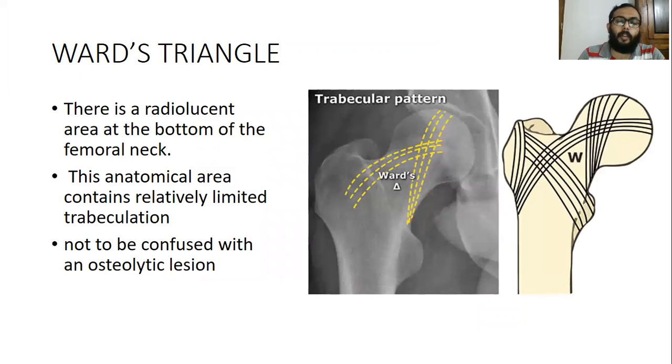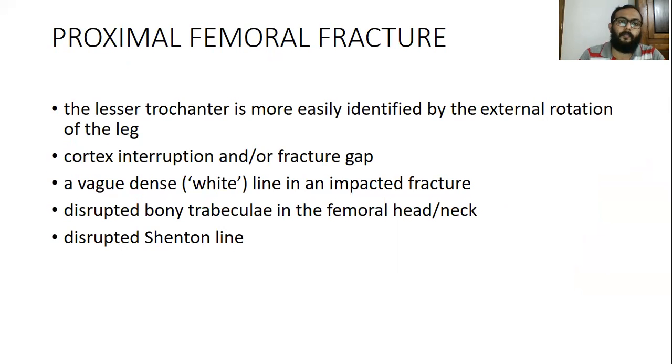This is another important point, Watt's triangle. In between the bony trabeculae, there is a radiolucent area at the bottom of the femoral neck. Here we can see a radiolucent area, and it should not be confused with an osteolytic lesion. That is the importance of Watt's triangle, which is radiolucent and seen at the distal end of the neck of the femur, and it should not be confused with an osteolytic lesion.